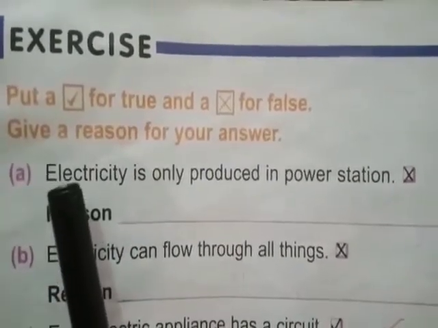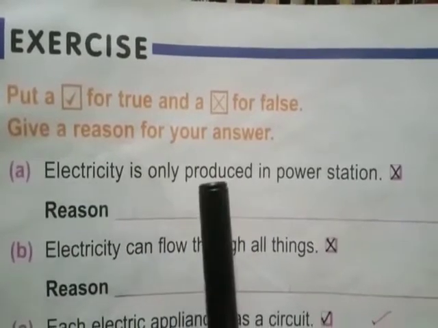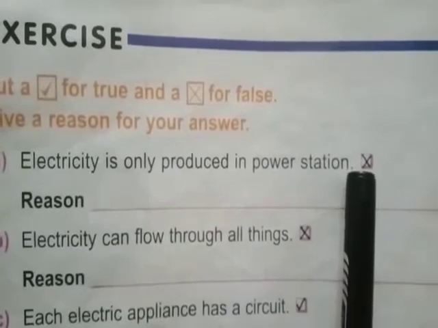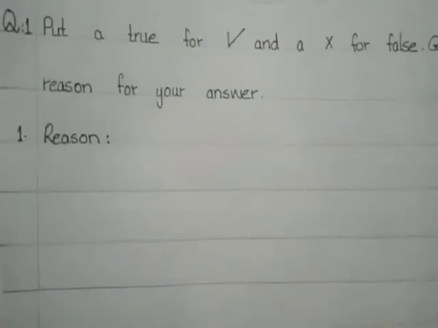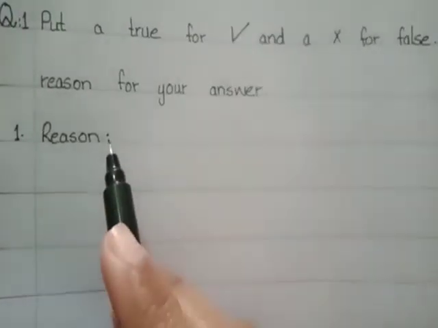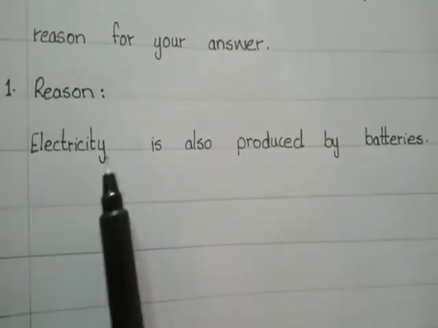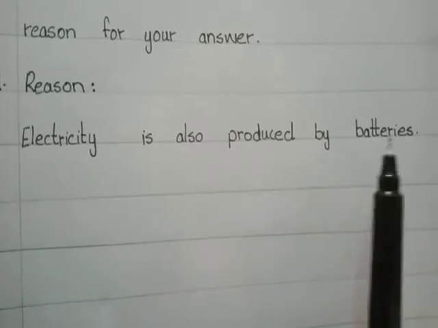Today, we will do the back exercise of chapter number 17, using electricity. The first question of the back exercise is, put a true for true and a false for false. Give a reason for your answer. And the first statement is, electricity is only produced in power station. So this statement is wrong. Now we write the reason of the first statement. The reason is, electricity is also produced by batteries.